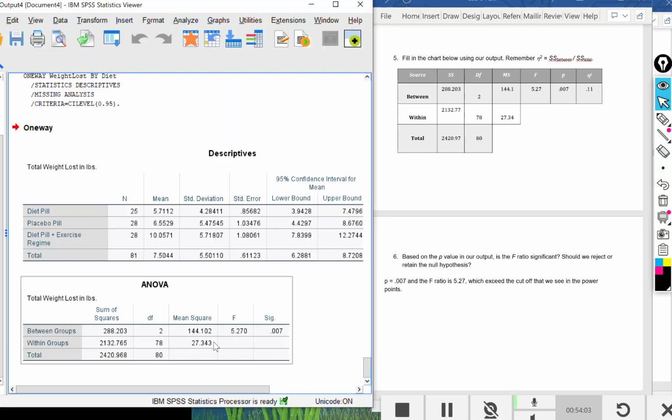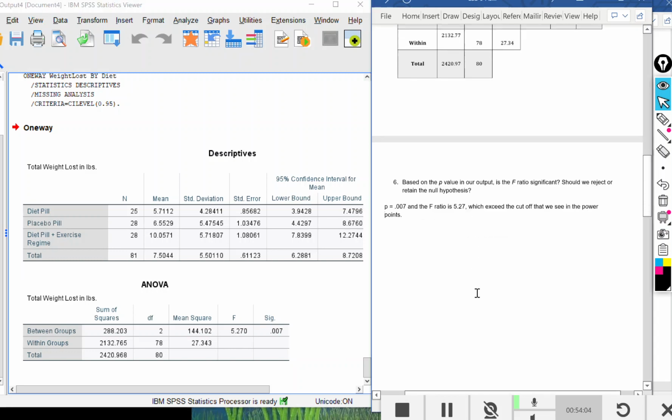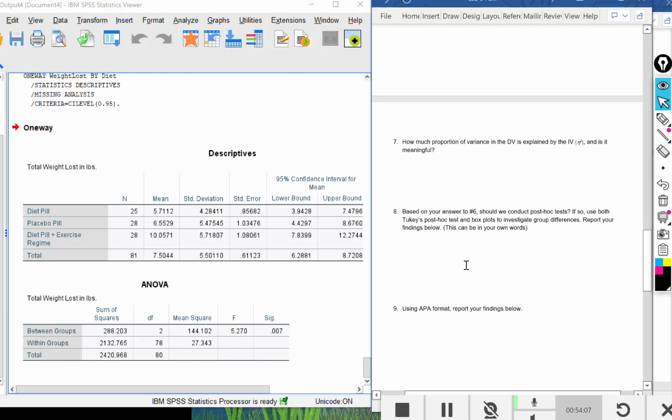All right, and so now let's go ahead and move on to the next part, which is how much proportion of variance in the DV is explained by the IV, and is it meaningful? So what does that actually mean right there? Proportion of variance in the DV explained by the IV, and is it meaningful?